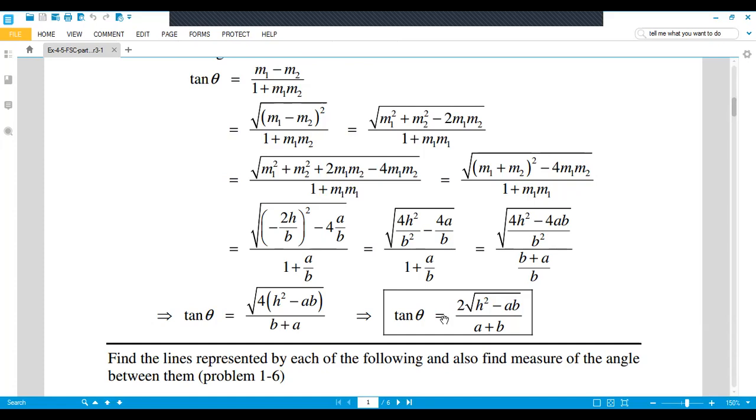So we have to find the angle between the lines with the help of this formula from question number 1 to question number 6. But according to your syllabus, questions number 1, 4 and 6 are included. 7 and 9 are different, but they are also included. Questions 1, 4 and 6 are approximately the same, and we will solve them with the help of this formula. So this is the proof.